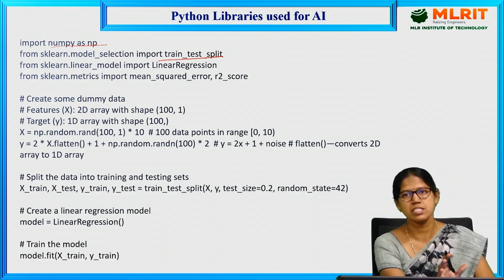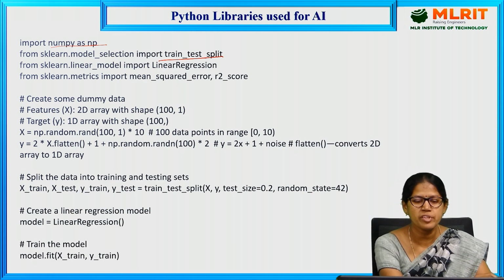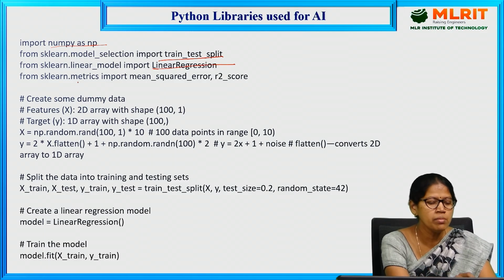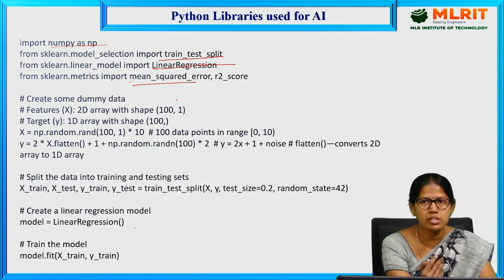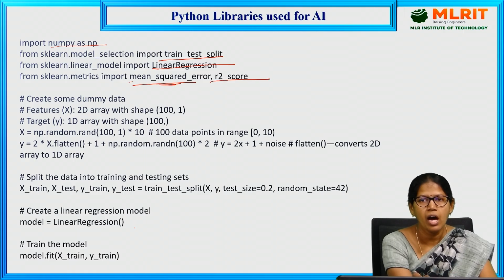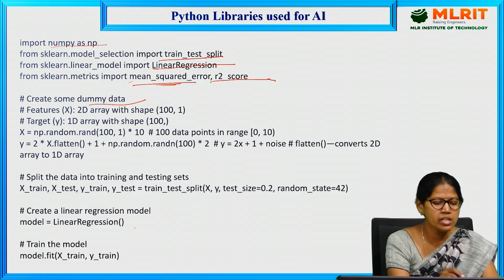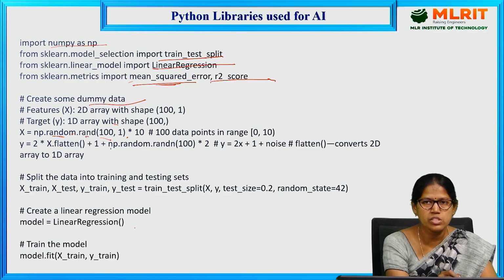For example, if it is 100 features, then we'll take 80% for training and 20% for testing. Next, linear regression is the algorithm. Next is to evaluate the performance of that model. The performance evaluators are the mean squared error and R2 score. Next, we are taking dummy data. Let's see, random is the value, rand(100, 1). Between this range, it will generate the random numbers.